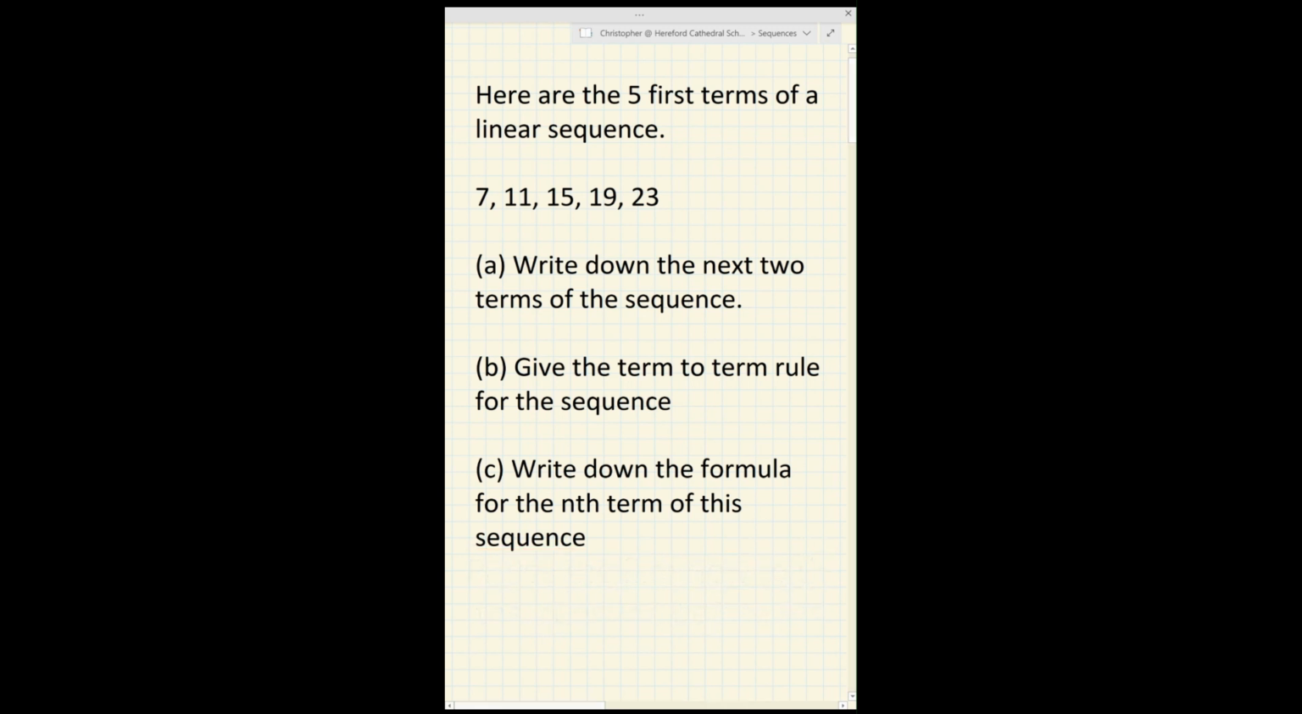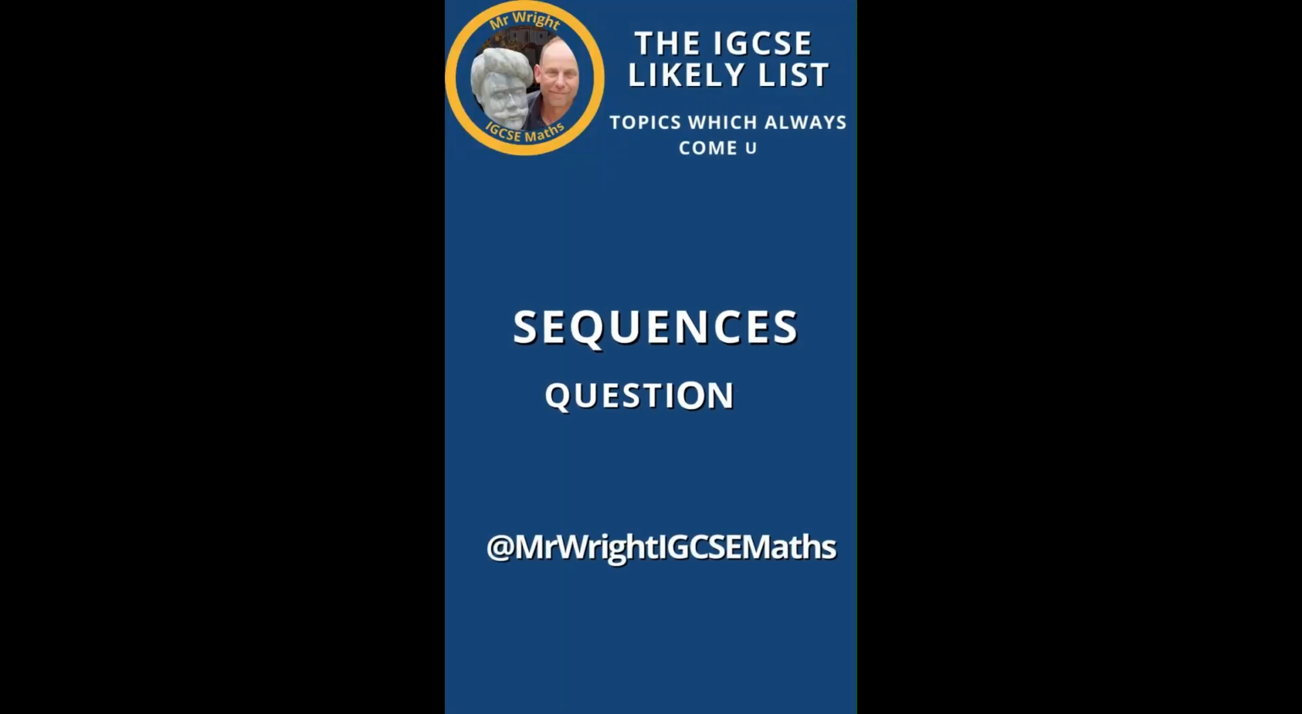Right, the next 2 terms, well, my sequence is going up in 4s, so 27 and 31. Give the term-to-term rule. Well, to move from one term to the next, one simply adds 4. And write down the formula for the nth term. Well, it's going up in 4s, and the first term is 7 rather than 4, so the nth term is 4n plus 3.